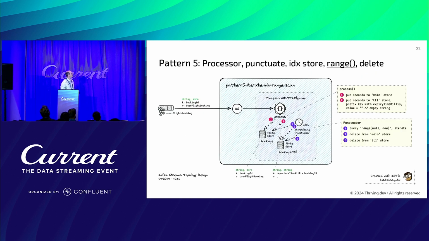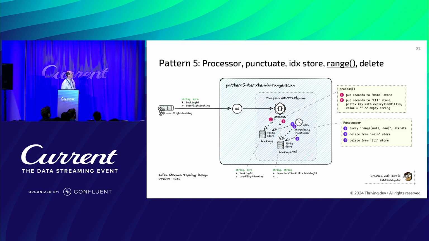So moving on to more patterns to try to be more efficient. Pattern number 5 is, again, a similar setup: processor, punctuator, state stores. But it's the first time we can see 2 state stores being used by one processor. And to be a bit more clever here, we get our records in, and we store them in our main state store.